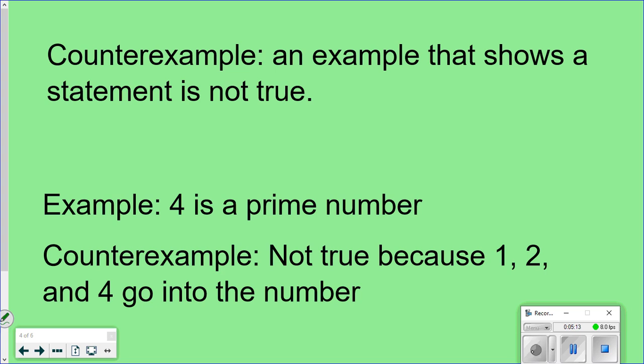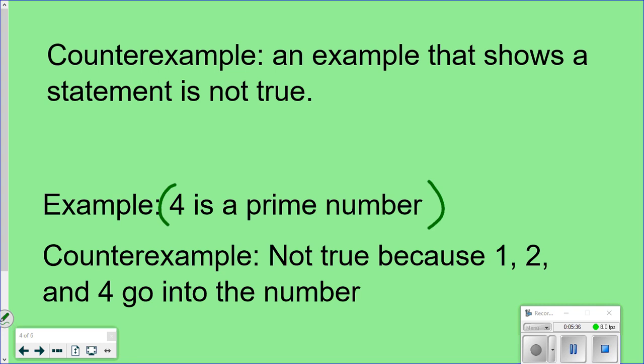Another vocabulary word in today's homework is called counterexample. This is an example that shows that a statement isn't true. Like I said last year, if you're a person that likes to argue, this is for you. So it's basically proving something wrong. An example would be if someone says, I think 4 is a prime number. The counterexample would be to prove why it's not true.